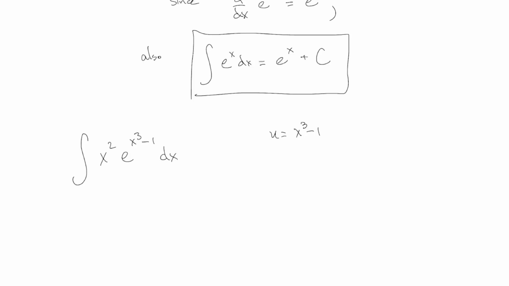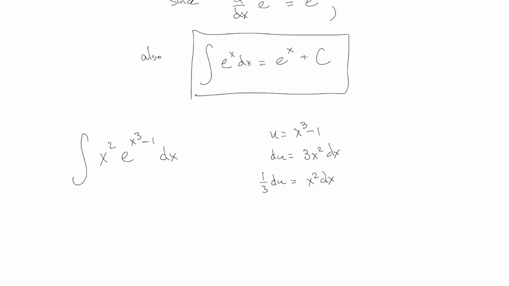Now, what's the du? The du is the derivative of the u, which is 3x squared dx. And then, as usual, I'm going to divide the constant there, put the 3 on the other side, because that's usually how this works out. 1/3 du equals x squared dx.